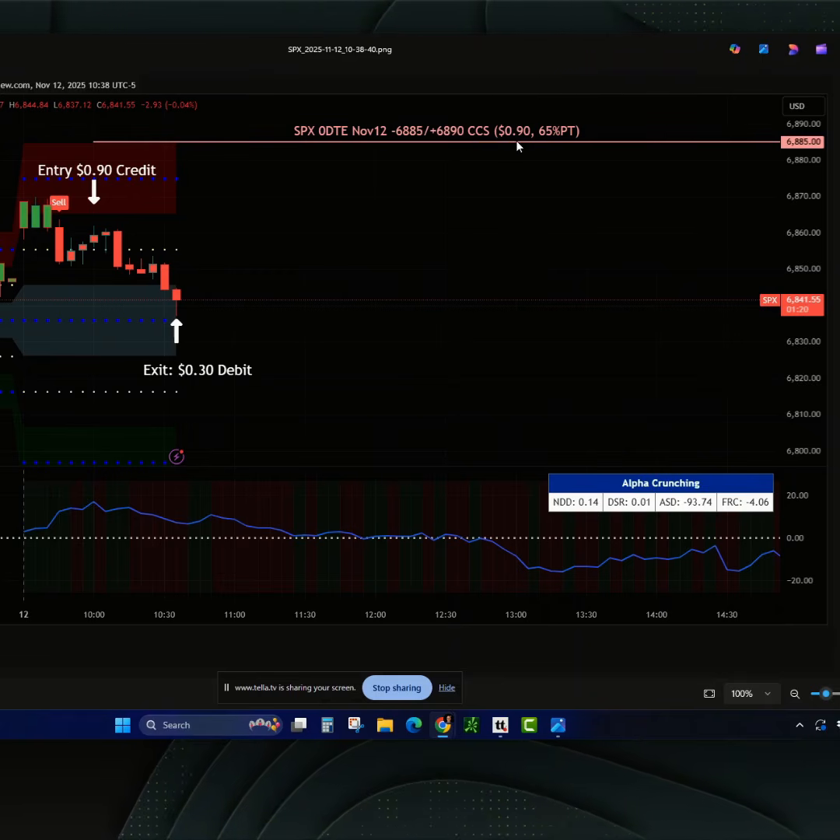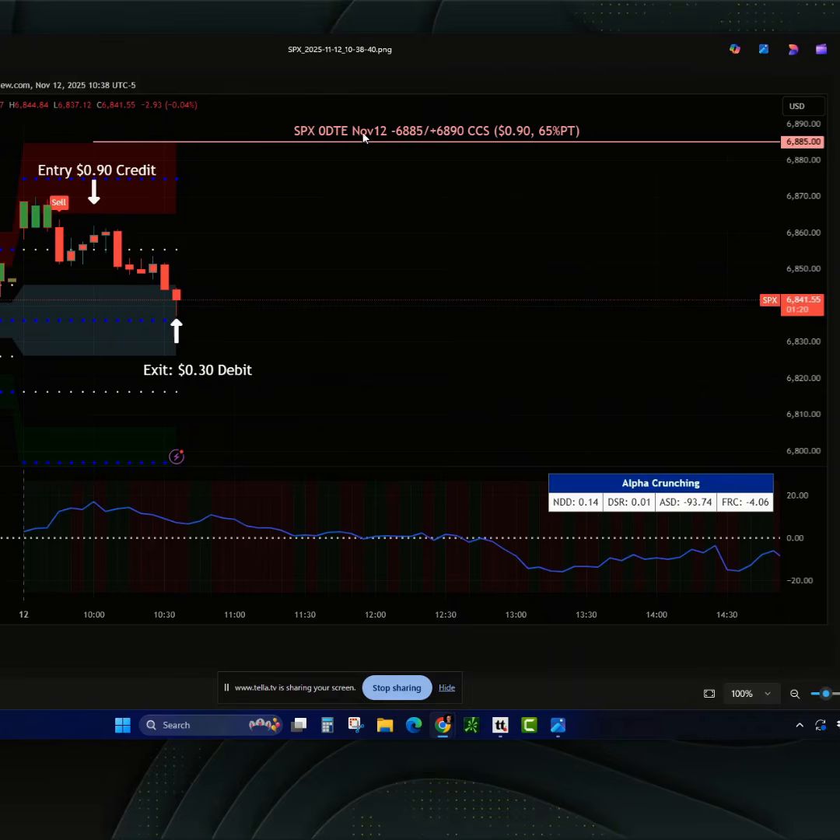And I was shooting for better than 50% of the profit. I was trying to get about two-thirds of it, so I went ahead and put a profit target of 65%. I entered on this candle, which was just about 10 o'clock, about 30 minutes after the open. We got a nice move lower and I went ahead and took profit. I got out at 30 cents. So that's about the 65% profit.